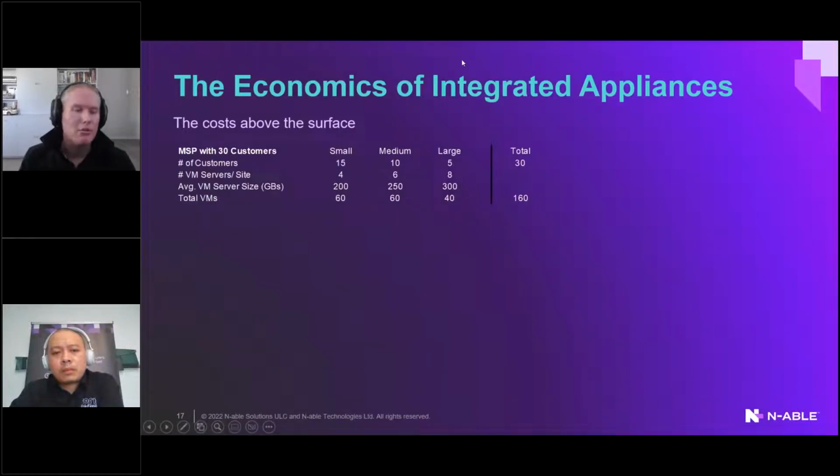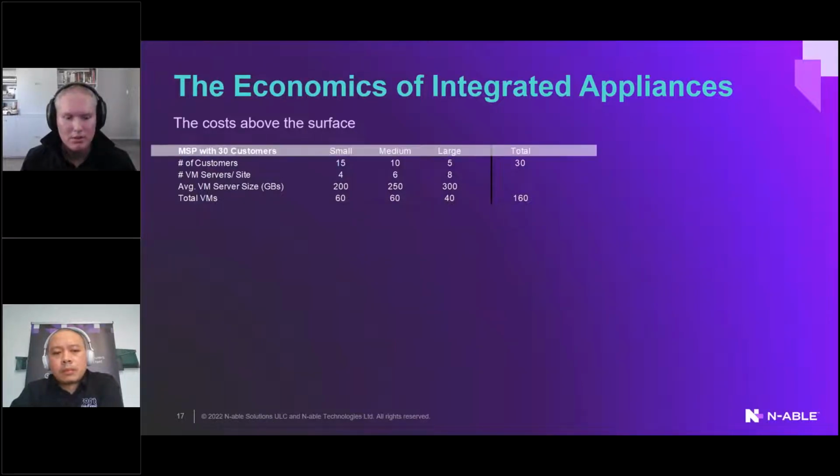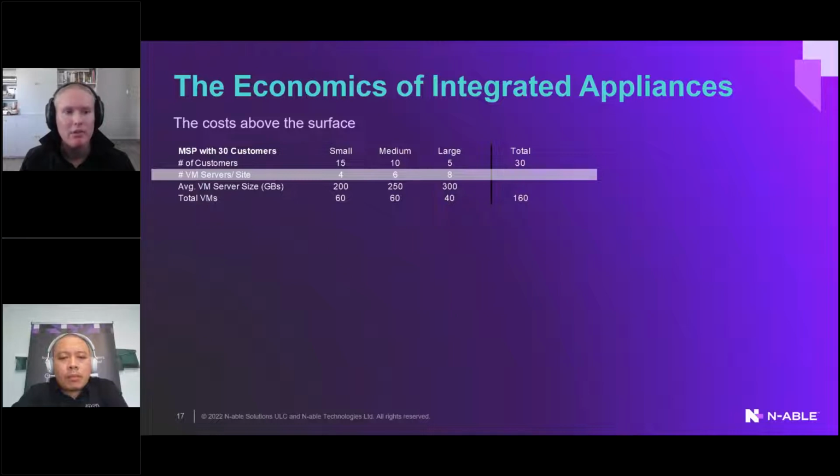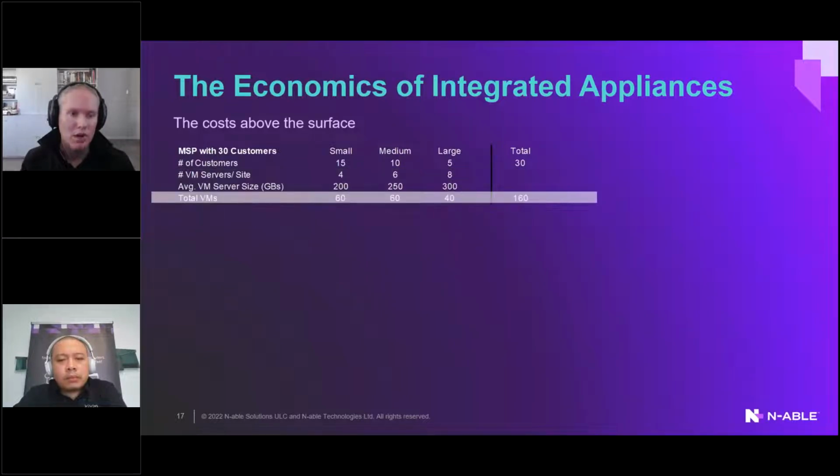Let's take a theoretical MSP of about 30 customers. We can see they've been broken down into small, medium, and large for a total of 30, as I said. We have an average of about 4, 6, and 8 devices for the small, medium, and larges, and just focusing on the smalls for the purposes of the presentation, we'll have an average size of 200 gigabytes there, with a total of 60 small devices for the small guys. Total of 160 across all of the customers that I've got.